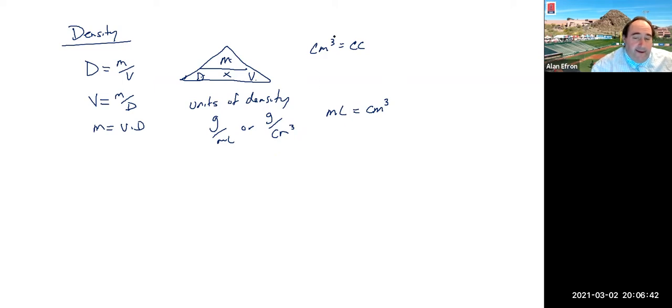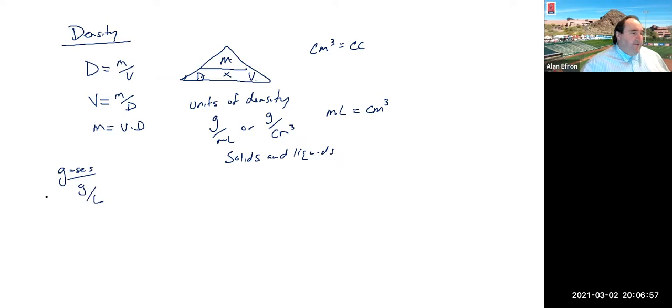Remember that these are typically the units we see for solids and liquids. For gases, typically the units are grams per liter. We'll see that a little later in the semester when we talk about gases. The density of gases is actually grams per liter, but most of the time we deal with these guys.